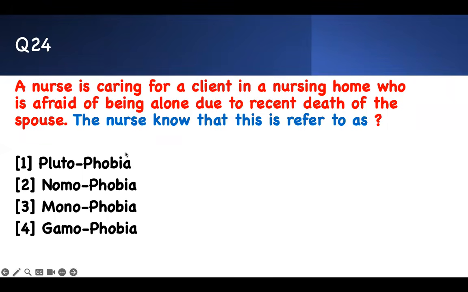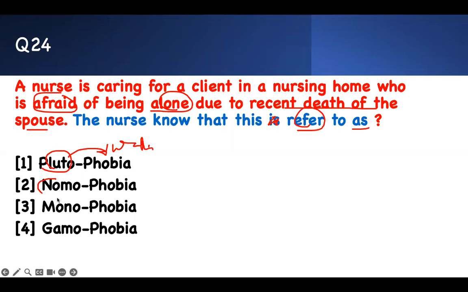So the next one, this is referred to as what? A nurse is caring for a client in the nursing home who is afraid of being alone due to recent death of the spouse. Spouse died, client is afraid. So this is a phobia. You have to know certain phobias. So what? Plutophobia, well, this is what? They don't like to be reached.